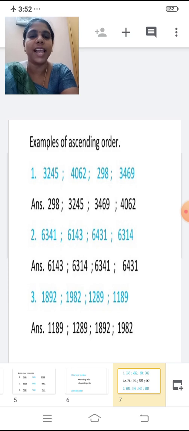So I am writing the last number. 6, 3, 1, 4. Next 6, 3, 4, 1. And the last one is 6, 4, 3, 1. Let me repeat. 6, 1, 4, 3. Then 6, 3, 1, 4. 6, 3, 4, 1. 6, 4, 3, 1. We'll see one more example now.